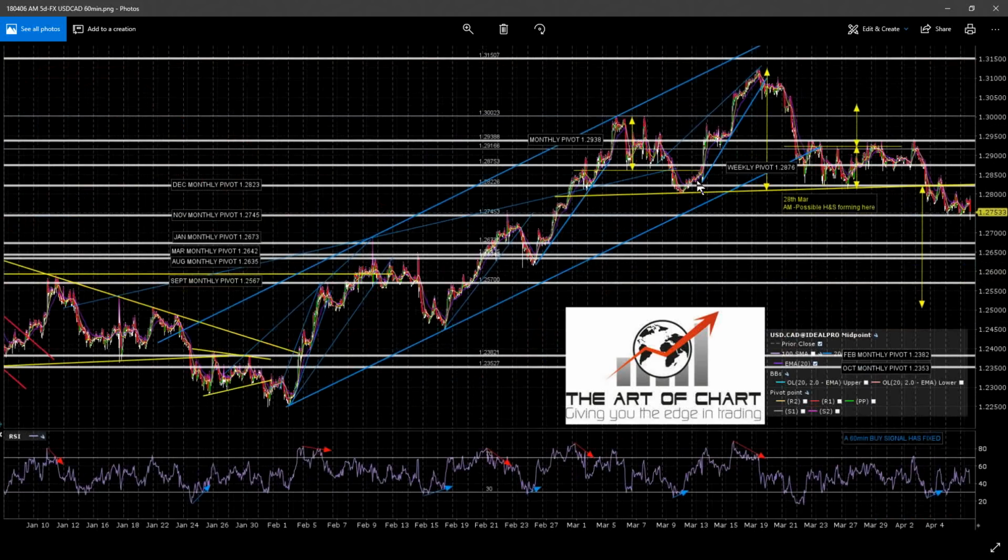USD CAD. USD CAD has broken down from a head and shoulders, and despite the fact we've had our buy signal fixed, it's been respecting the neckline and appears to be heading down. I'm not seeing any current reason at the moment to think this isn't going to make the head and shoulder target in the 1.251 area.